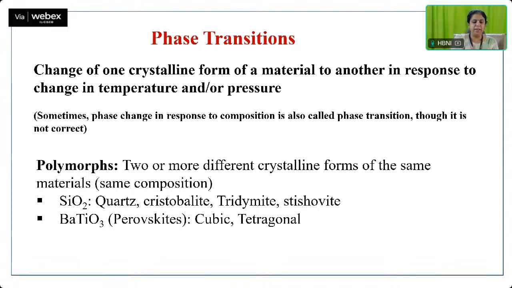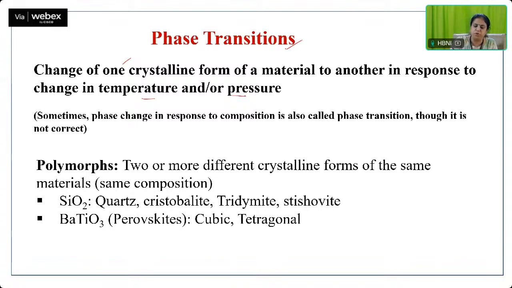That is, I'll repeat again, change of one crystalline form of the material to another in response to either temperature or pressure. If a material has the propensity to exist in more than one polymorph, then change from one crystalline form to another in response to change in temperature or pressure is called phase transition. Of course, sometimes the phase also changes in response to composition.